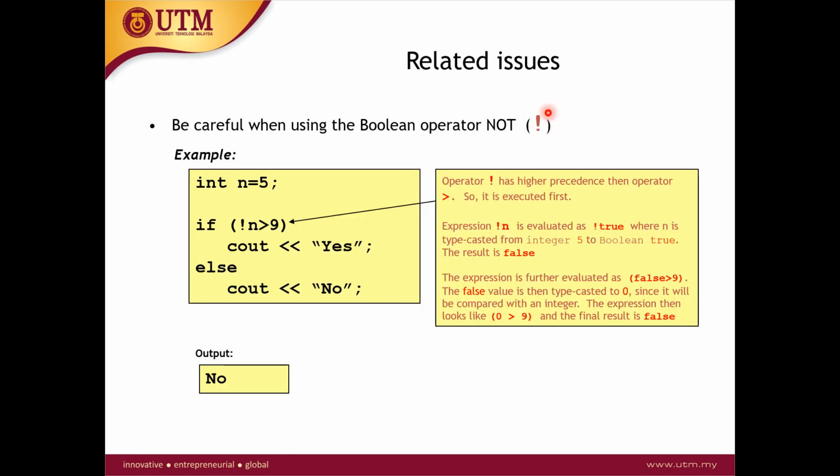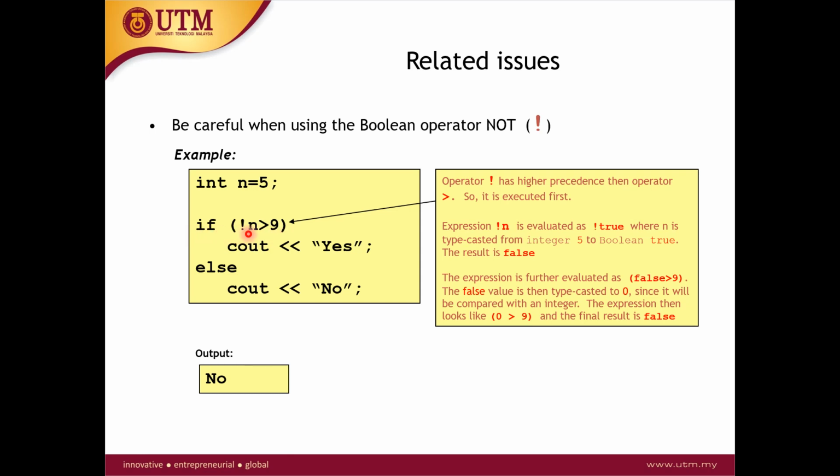Another issue to be considered arises when we are using the boolean not operator, which is the exclamation mark symbol. For example, we are saying int n equals 5, and n is 5 right now, if not n greater than 9. How much is n? 5. In programming languages, things are evaluated from left to right.